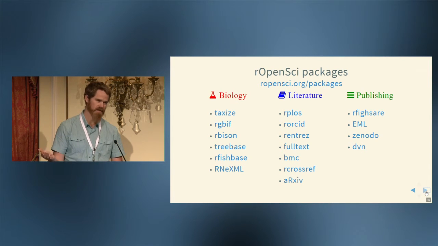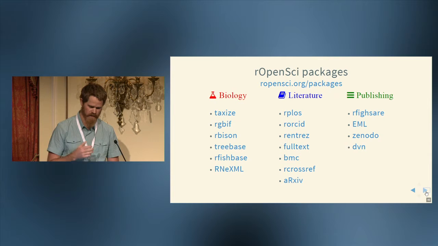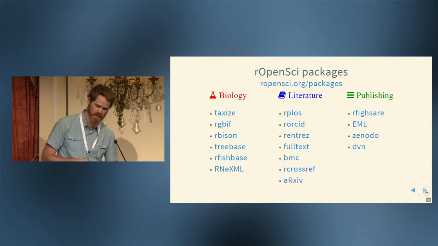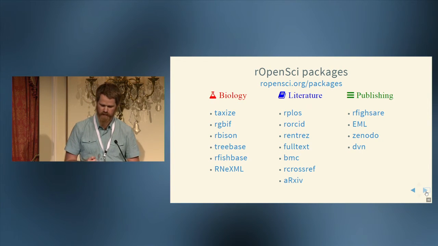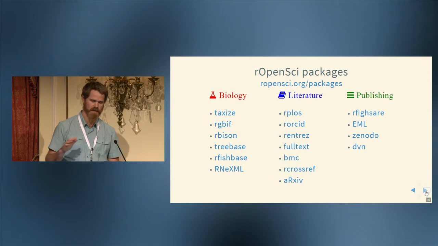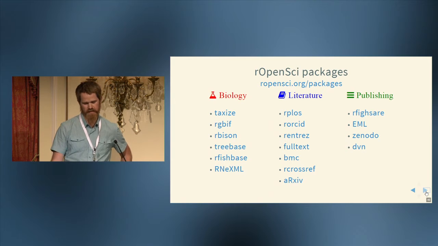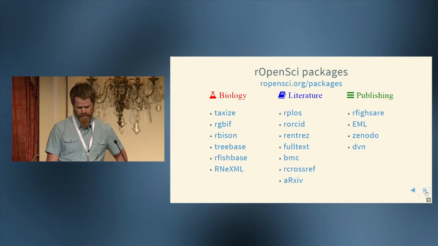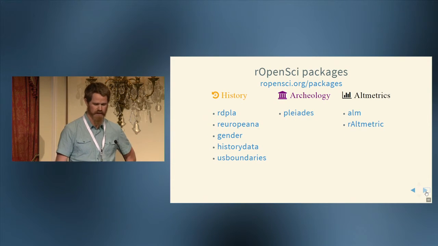So, you know, the PLOS client I've talked about, the Crossref client. We have one for ORCID in development, for the Entrez web service. BMC is sort of stalled as they update their web services, arXiv, et cetera. And we have, like I said, a few tools around publishing, Figshare, Zenodo. We have some stuff around history, a little bit of archaeology, not much, and some stuff around altmetrics.